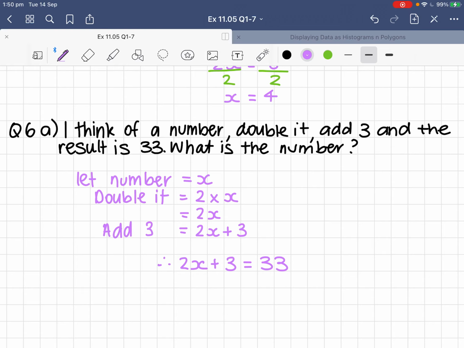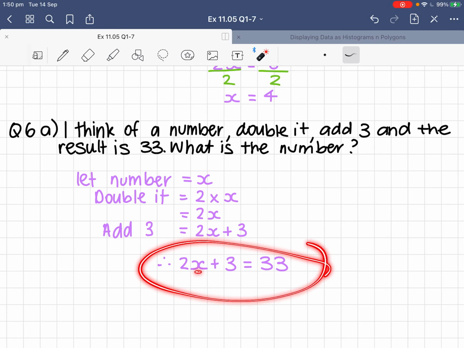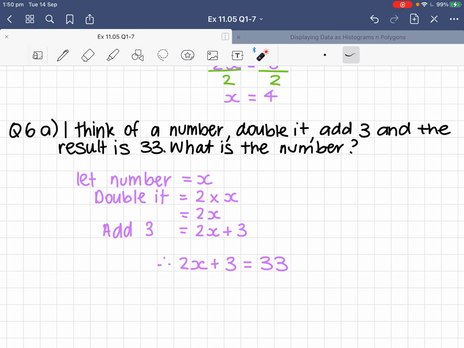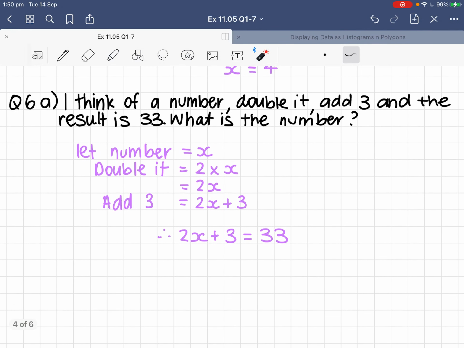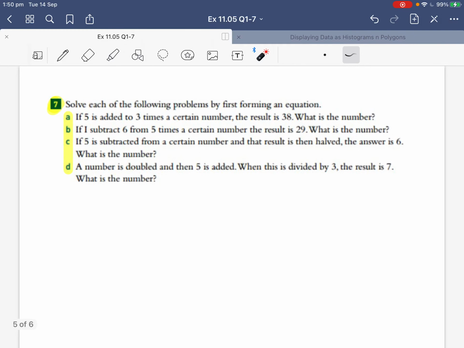All right, so that's how we work through the question to set up an equation. Now, all I've left you to do is to use this equation here and to solve for x. So you should be getting rid of the 3 and the 2 from this side in a particular order to find out what your x value would be.